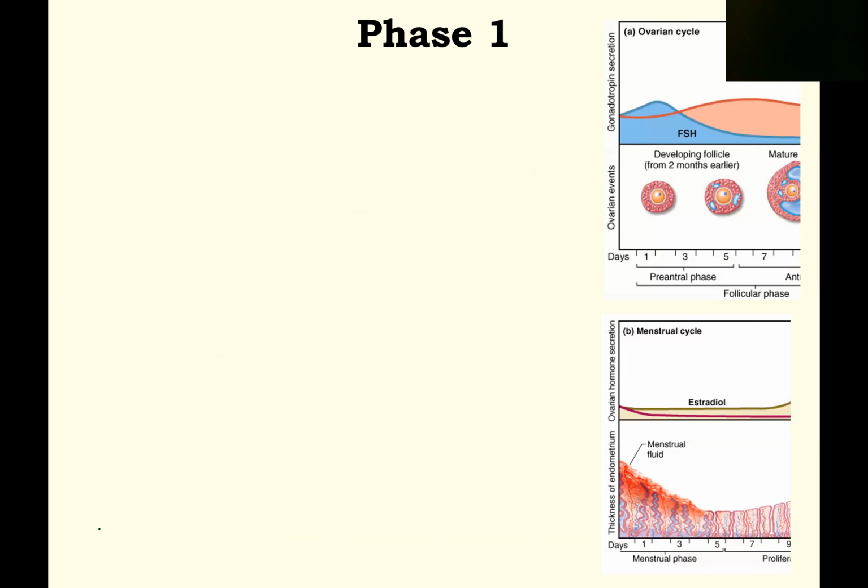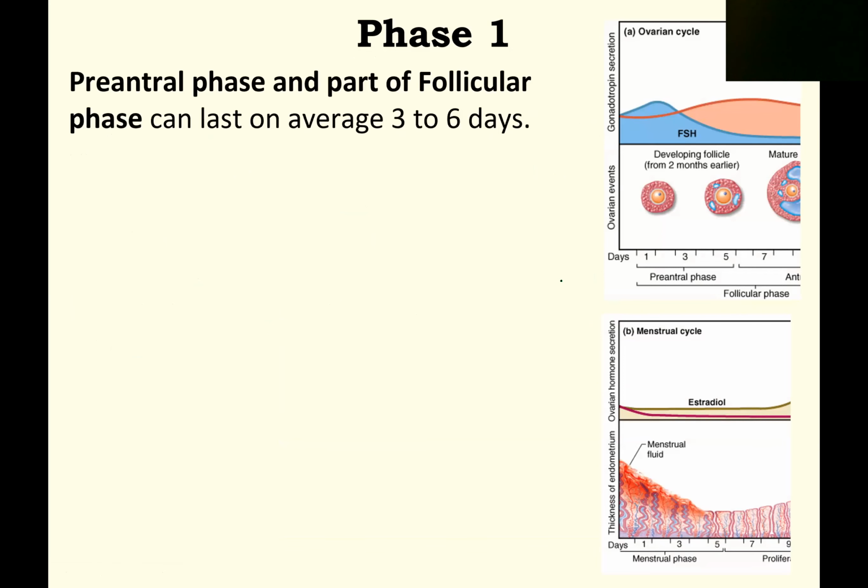So you have a table to fill in. There's a column for the name of the phase, the length, and then changes in the ovaries, and then changes in the uterus. Remember that the changes in the ovaries are going to cause the changes in the uterus. So we can call it the preantral phase or part of the follicular phase. It averages 3 to 6 days. In a 28-day cycle, you can see it lasts 5 days.